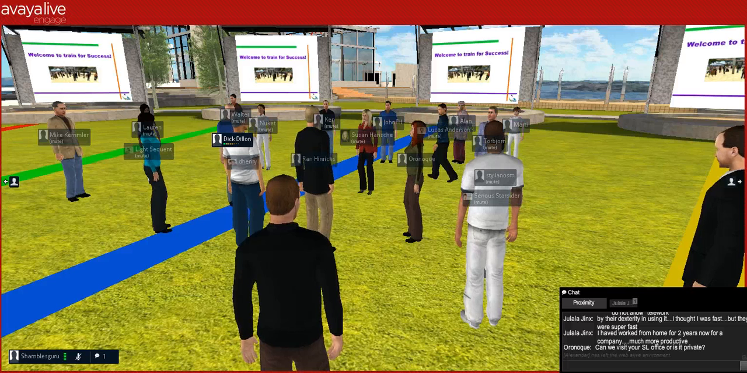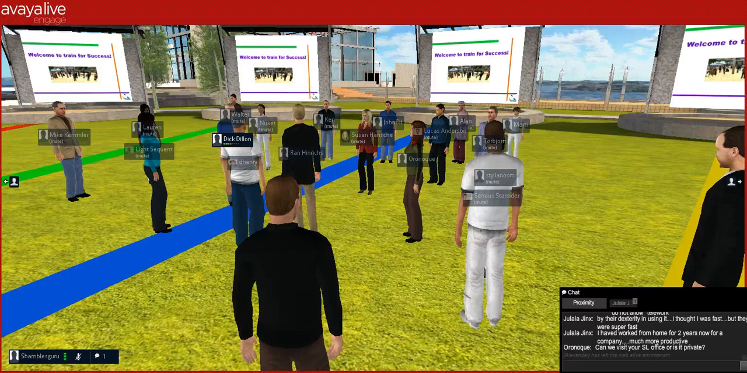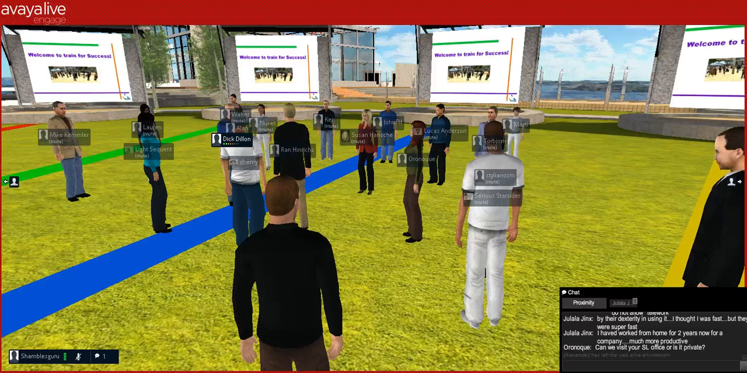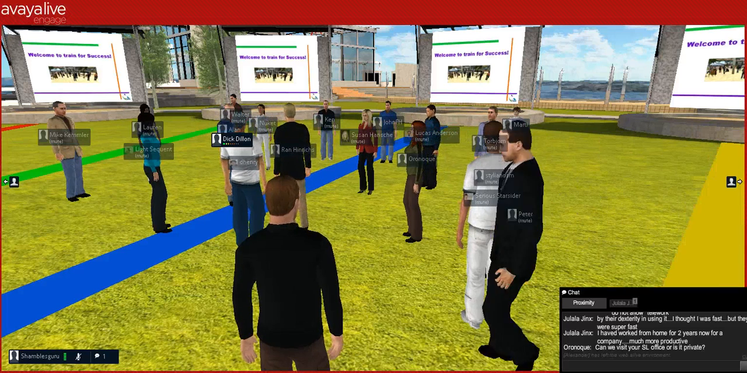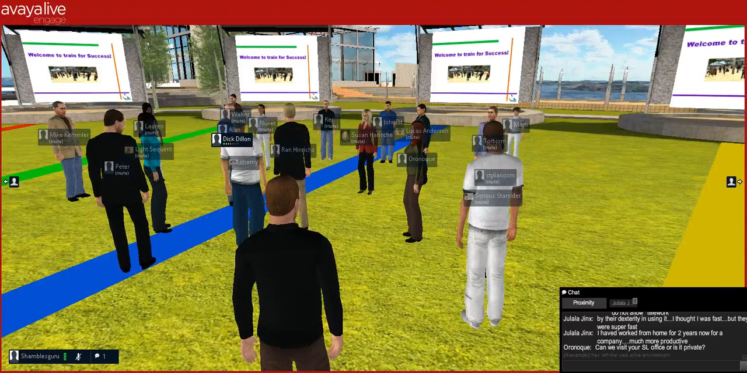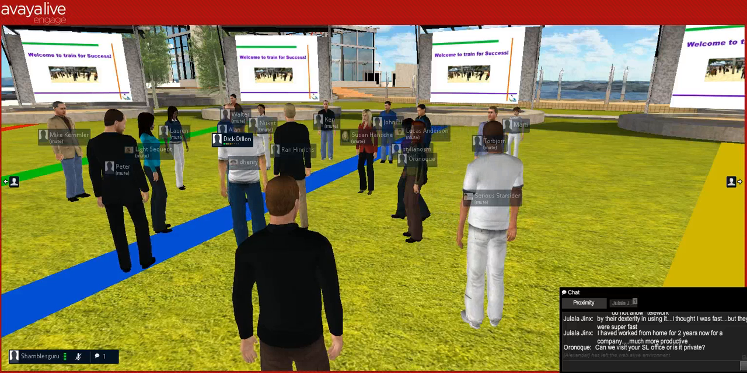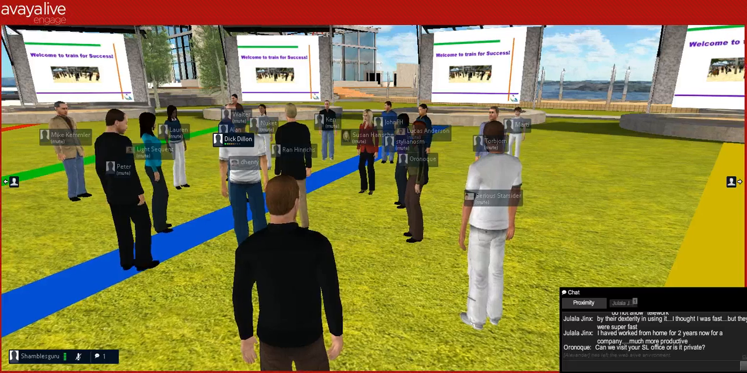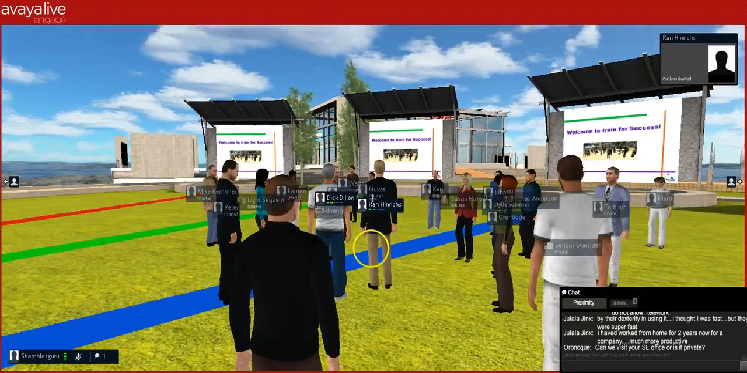So in the 2012 Gartner hype cycle report, virtual worlds were shown as emerging from the trough of disillusionment and moving up to the plateau of productivity. Do you anticipate in the 2013 report that progression is going to continue, or are virtual worlds going to disappear from there?